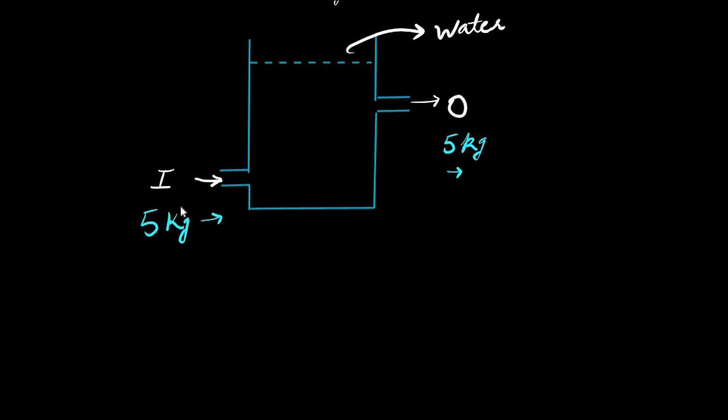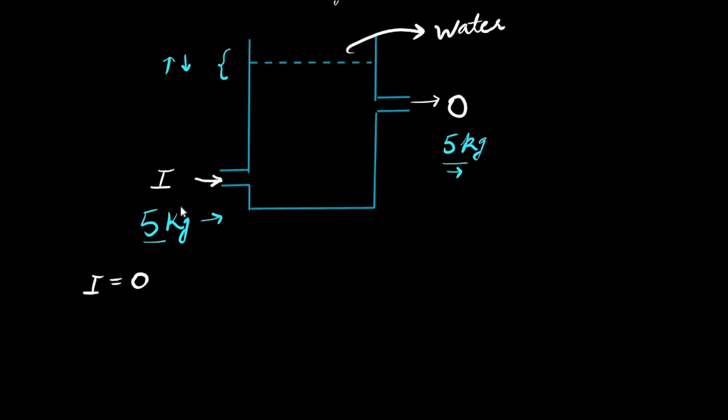So in that case, you will observe the level of water remains steady. The level of water in this vessel is constant. It is neither rising nor decreasing. So in that case, you can easily see that inflow is equal to outflow. Let me write this down. Inflow is equal to outflow. And here there is no accumulation. Nothing is being accumulated.